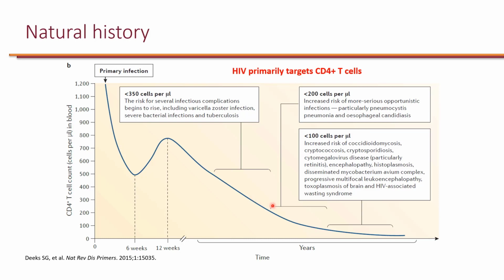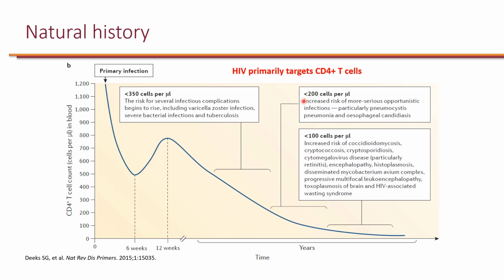By the time it hits less than 350, this is where the risk of some infections goes up, including some viral infections like varicella zoster, as well as other bacterial infections like tuberculosis. So these infections occur more frequently. Now these are not necessarily opportunistic, but the rate goes up.